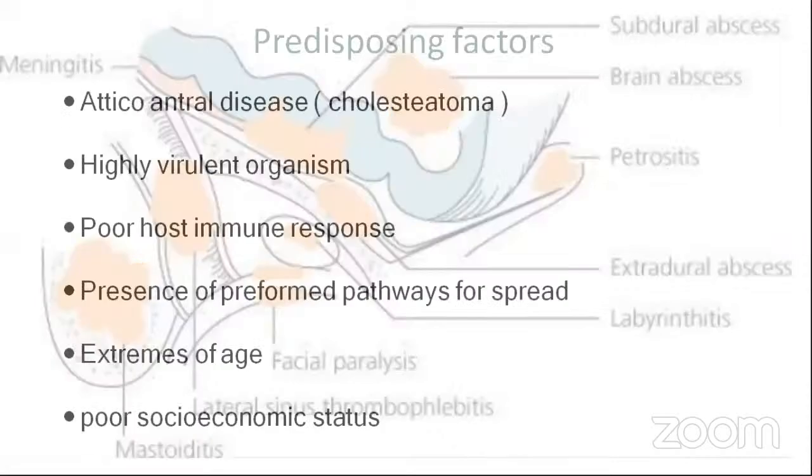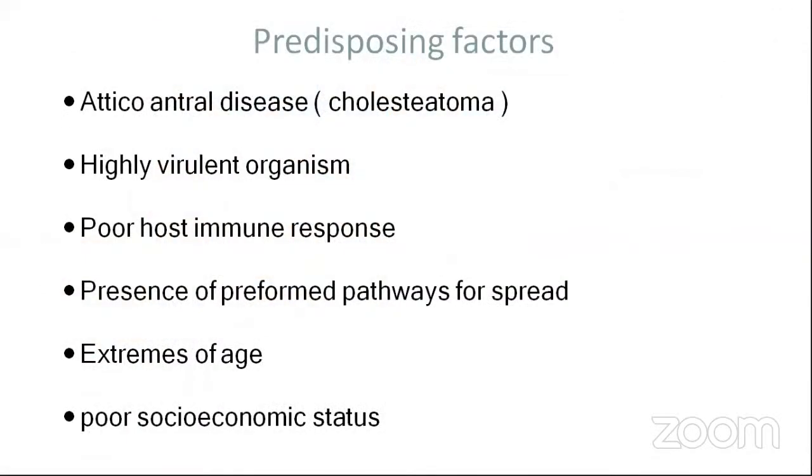So the predisposing factors for these complications include attico-antral disease, that is the presence of cholesteatoma, highly virulent organisms, poor host immune response, presence of preformed pathways for the spread, and the extremes of age and poor socioeconomic status.